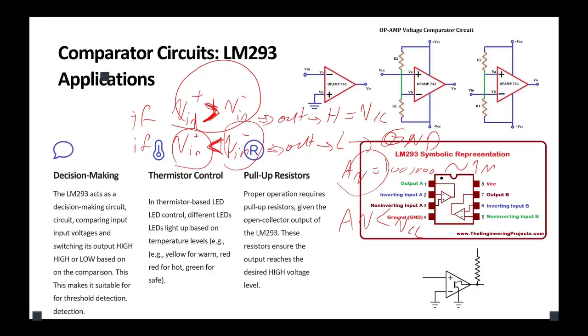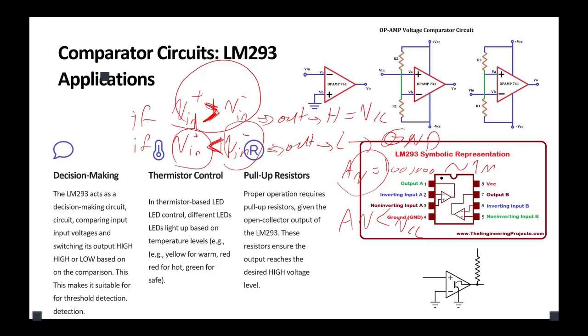So we need a pull-up resistor to bring it up to VCC. Without a pull-up resistor, the output can't go high. It stays floating. So how we pick the right pull-up resistor, that's important. Let's talk about that. If the resistor is too small, you waste power. Current keeps flowing and heats up things. And if it's too large, the output becomes slow, because the voltage rises too slowly.